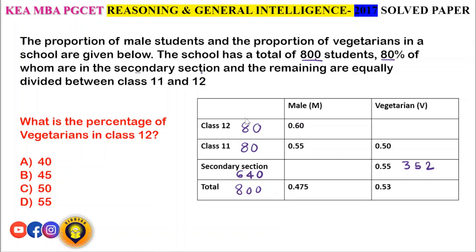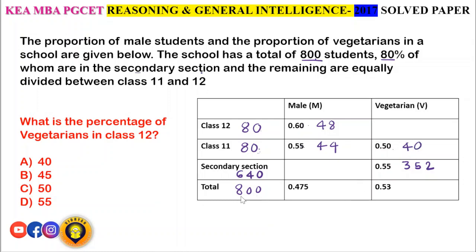Now see, out of these 80 students in class 12, 60% are male. 60% are male means how much? 6 8s are 48. So 48 students are male. Out of these 80, 55% are male. 50% is 40, 5% is 4. That is 44 students are male. Okay. And then 50% students are vegetarians. That means 40 students are vegetarians.